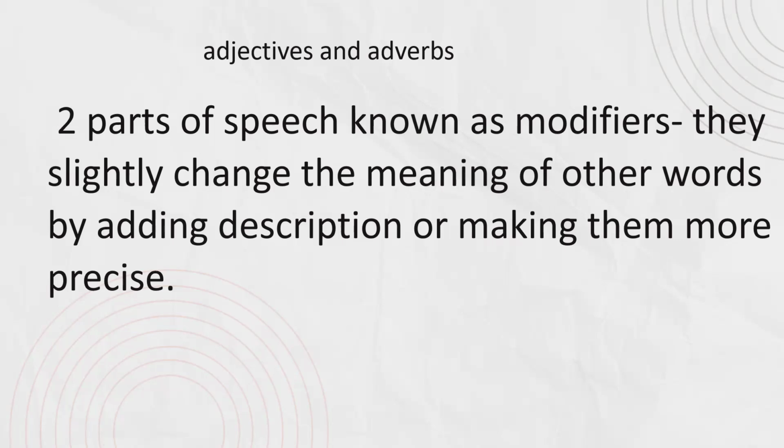Okay. These modifiers can slightly change the meaning of other words by adding a description or making them more precise. When we say precise, it simply means making it more exact or accurate. Okay, for example, you're trying to describe a person. Let's say we were talking about a boy earlier. His name is Lander. And all of you are so curious. Lander? How does Lander look like in real life?